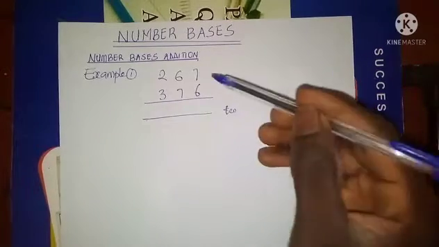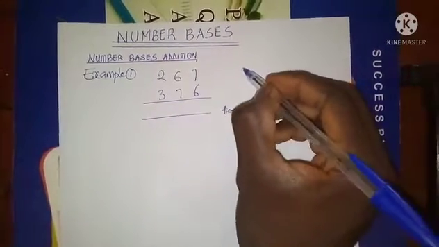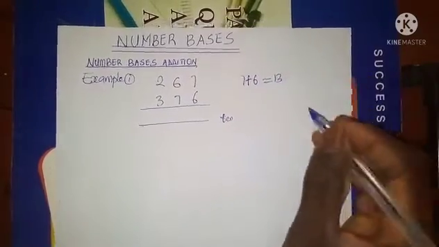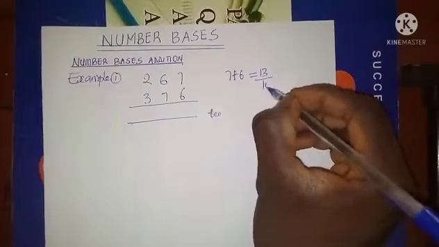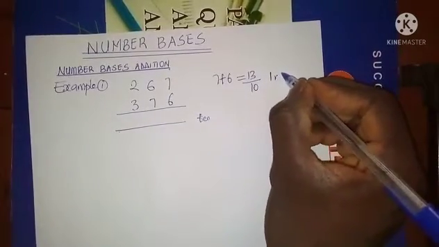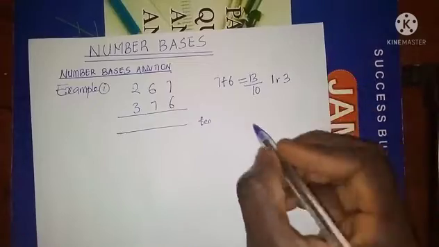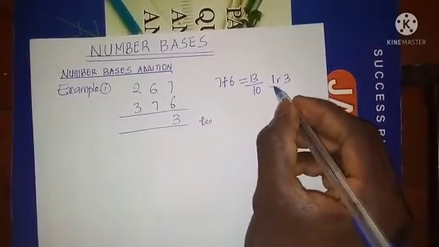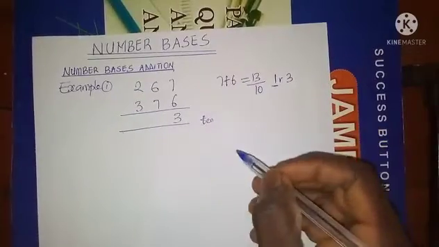Now just take this 7 plus 6, that's 13. Now you are going to do 13 divided by 10. So this is 1, remainder 3. So you are going to be writing your remainder. We have 3 here. Don't forget this one. You are going to add it to the other part.